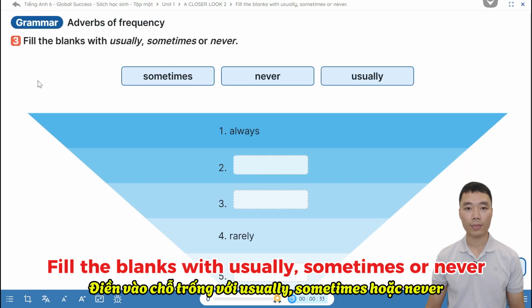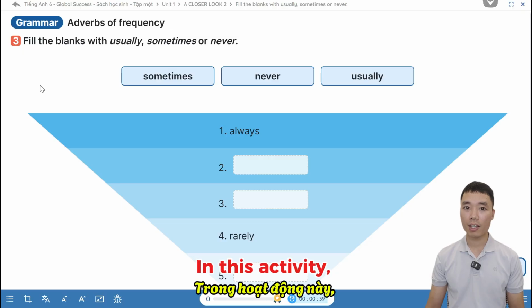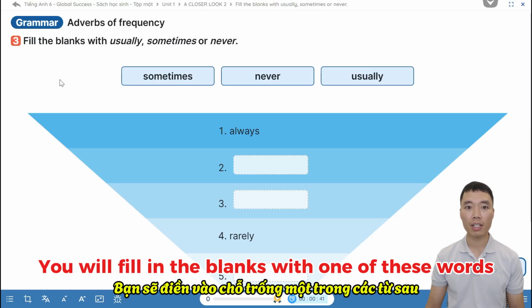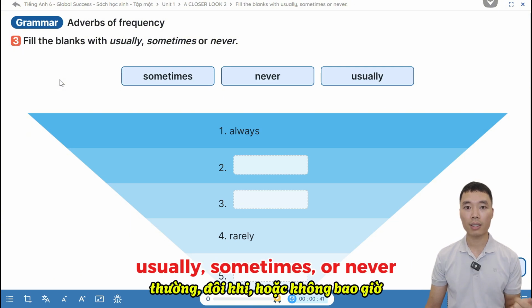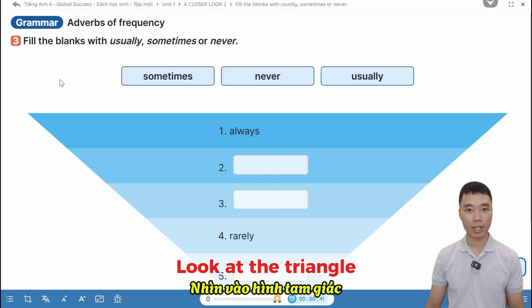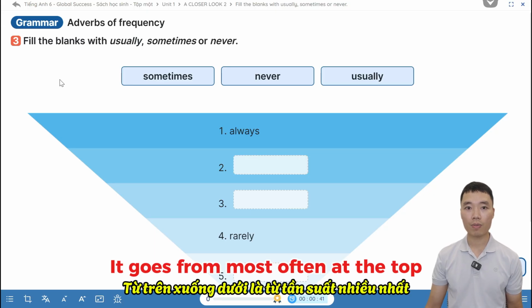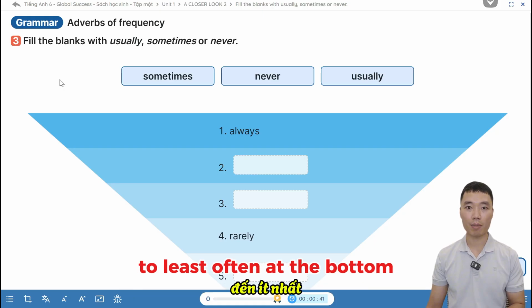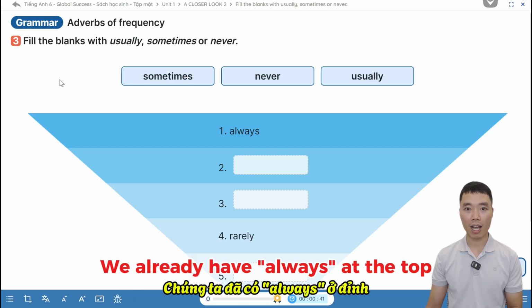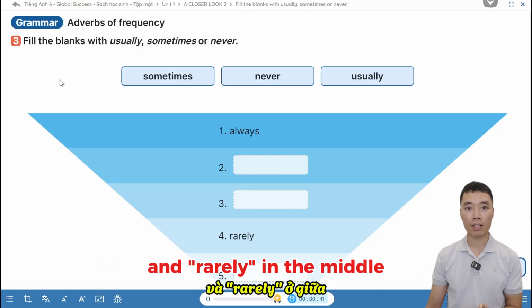3. Fill the blanks with usually, sometimes or never. In this activity, you will fill in the blanks with one of these words: usually, sometimes, or never. Look at the triangle. It goes from most often at the top to least often at the bottom. We already have always at the top and rarely in the middle.